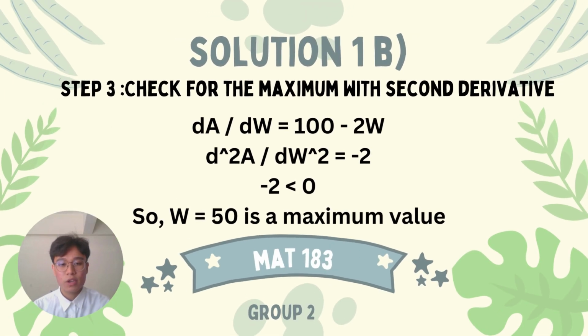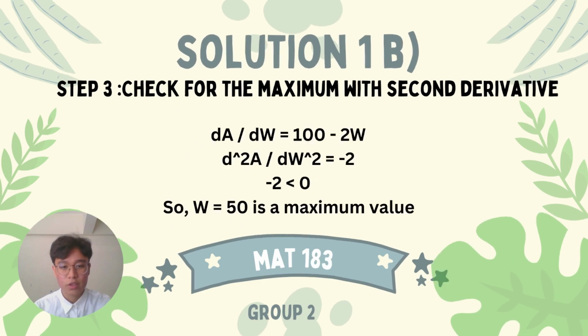For step 3, we check for the maximum with second derivative. In order to do this, we take the derivative that we obtained earlier, which is 100 minus 2W, and we differentiate that derivative further, the second derivative, and then we will get the answer of negative 2. And from here, we can see that negative 2 is less than 0. So, we can confirm that W equals to 50 is the maximum value.